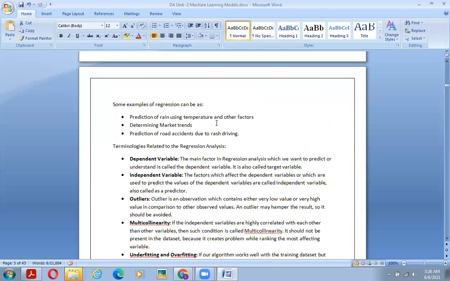Next is where we actually work with regression. We use regression for prediction of rain using temperature and other factors. We predict storms, determine market trends, and predict road accidents due to rain.